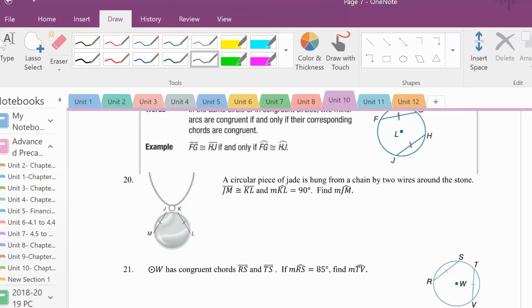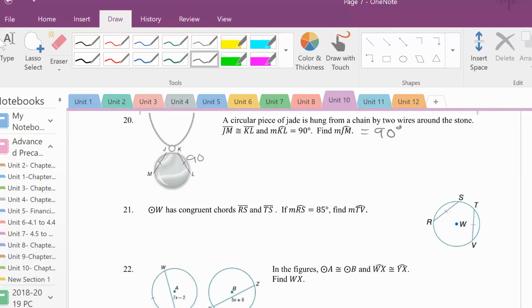For example, if you have a circular piece of jade hung from a chain by two wires around the stone, JM is congruent to KL. The measure of arc KL is 90 degrees here. So then the measure of arc JM is also 90 degrees since the two chords are the same.